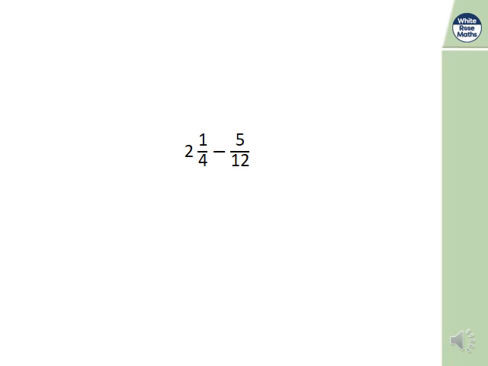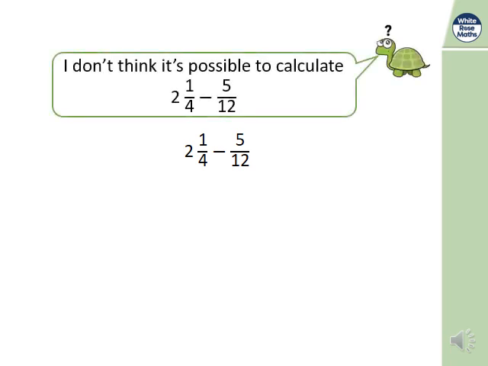Here we have a question, and it says 2 1/4 take away 5/12. And Tiny the Turtle says, I don't think it's possible to calculate 2 1/4 take away 5/12. I'm going to give you 10 seconds. Do you agree with Tiny or not? Or is there a way that you can do it? 10 seconds to have a think.